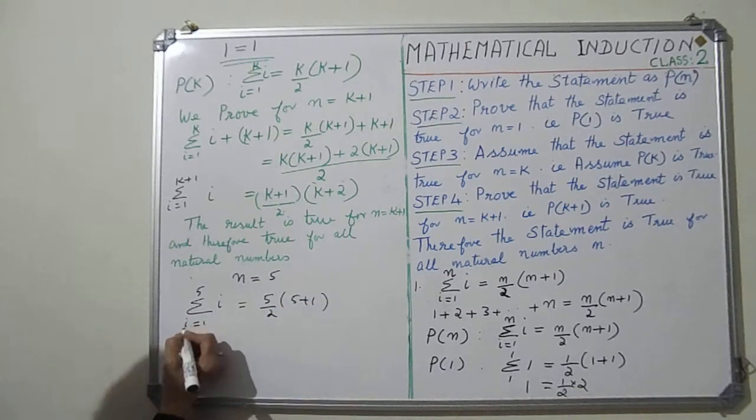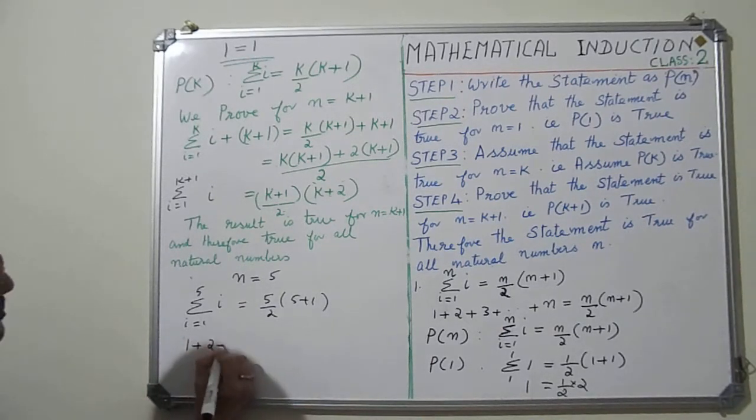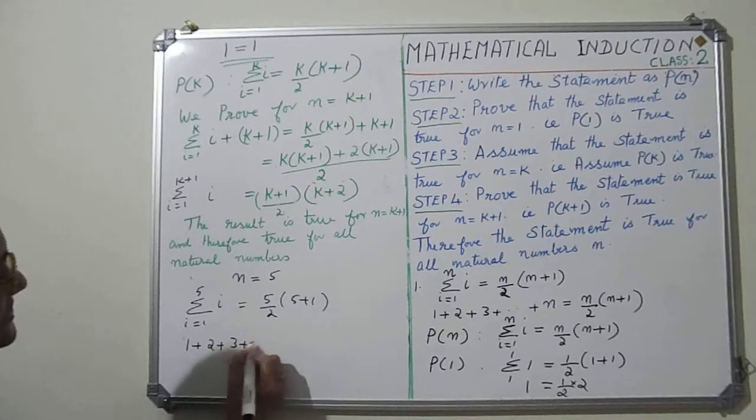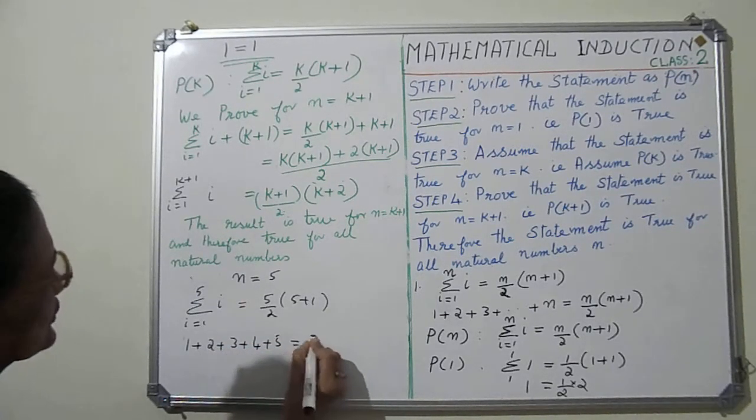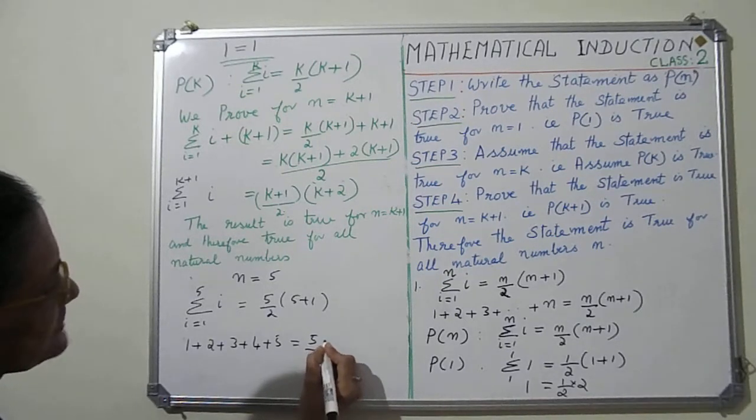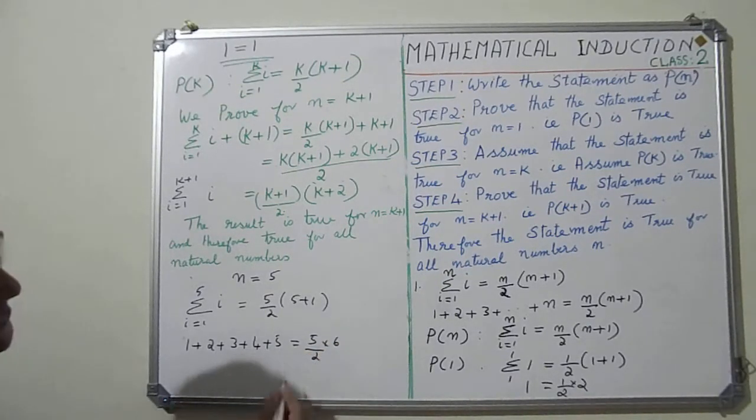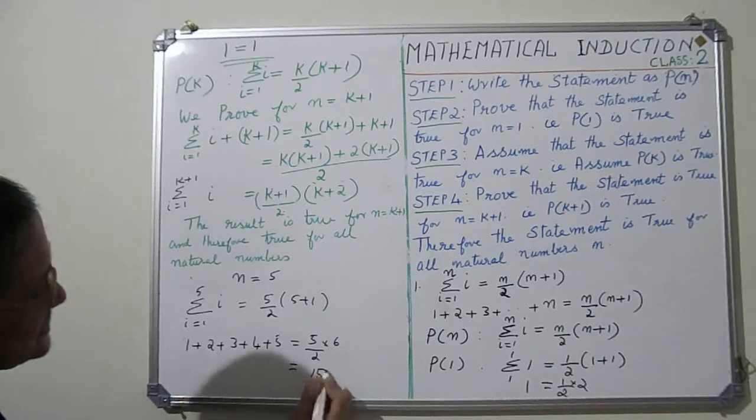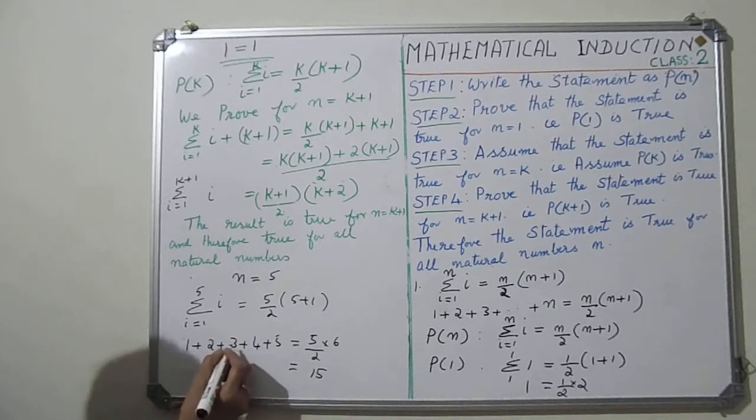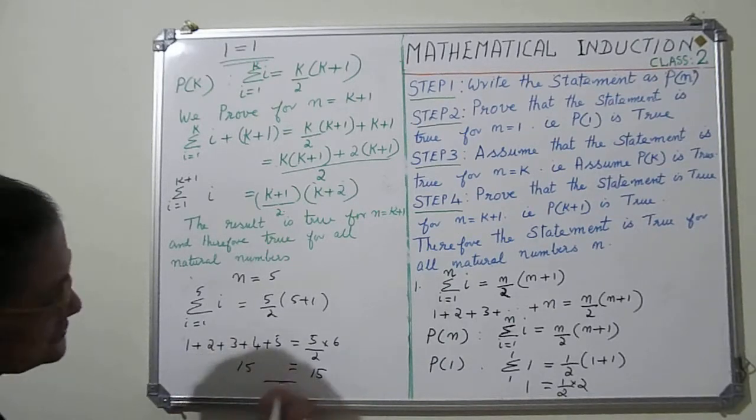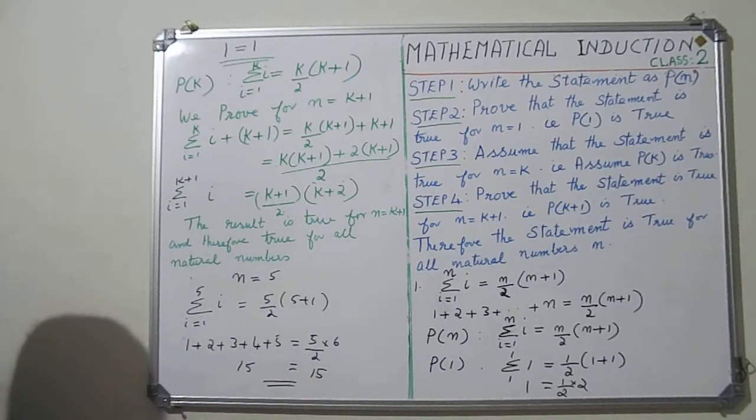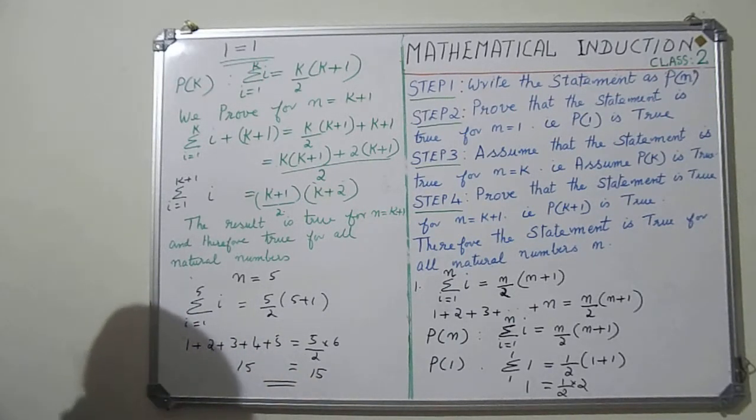To find the summation i varying from 1 up to 5 of i, what are the terms obtained? First term is 1, second term is 2, third term is 3, fourth term is 4, plus 5, is equal to 5 by 2 times 5 plus 1, which is 6. That is equal to 15. When you add 1 plus 2 plus 3 plus 4 plus 5, that is equal to 15. 15 is equal to 15. That means the statement is true for n equal to 5.